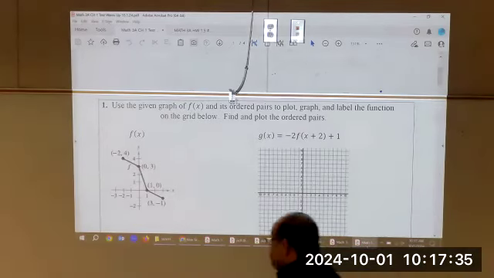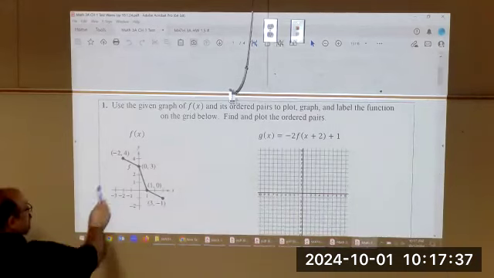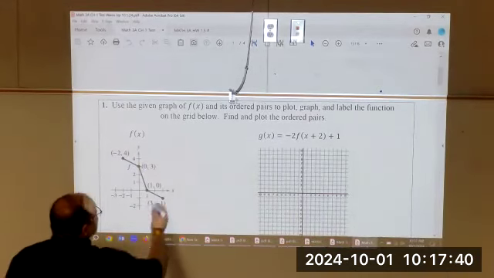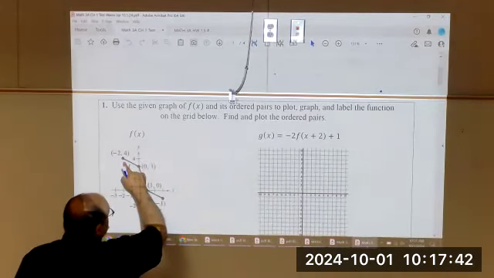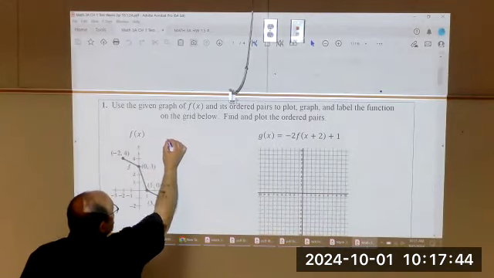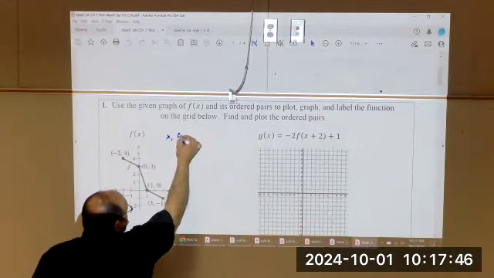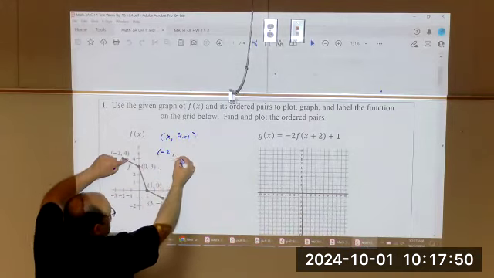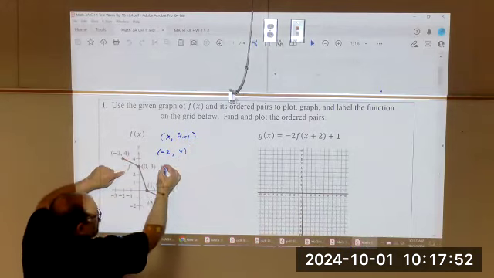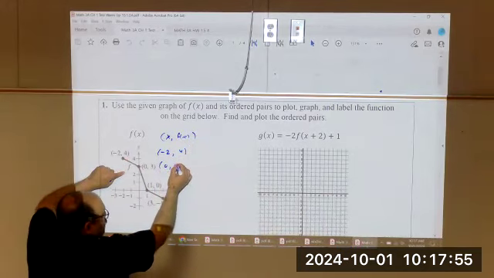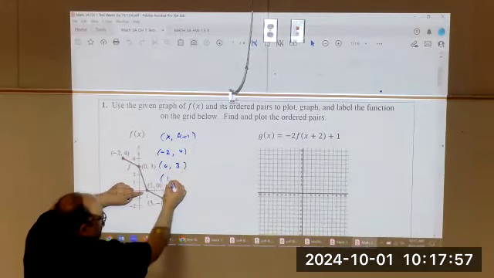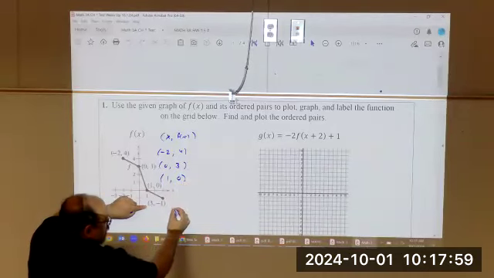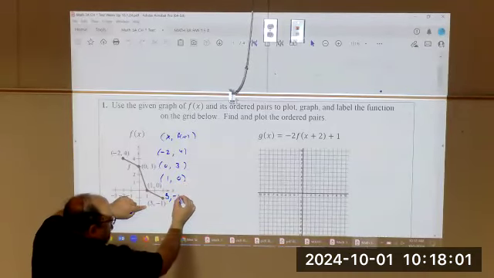So the first thing you want to do is write down these ordered pairs, not just look at them over here. Write down ordered pairs. For function f of x, we have x and the f of x value. We have -2 and a 4. We then have 0 and a 3. We have a 1 and a 0. And we have a 3 and a -1.